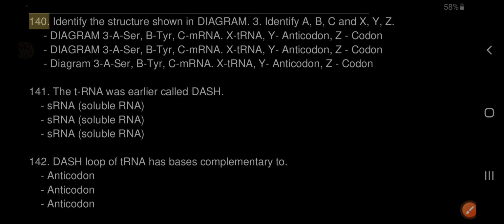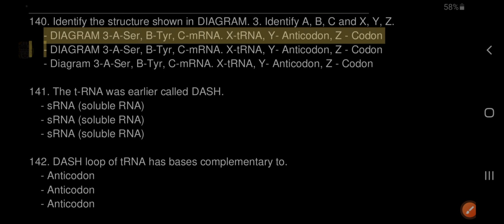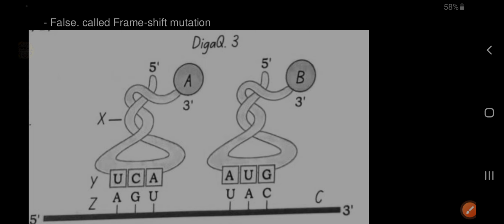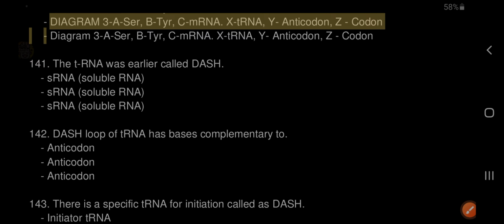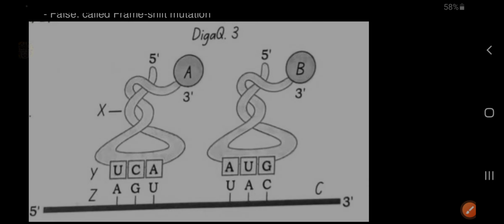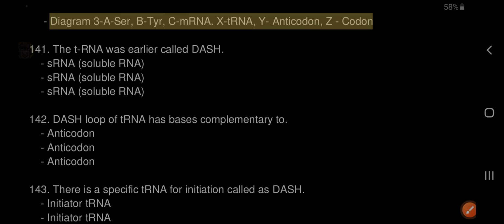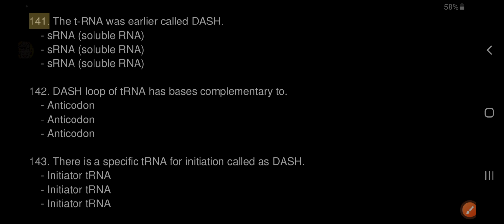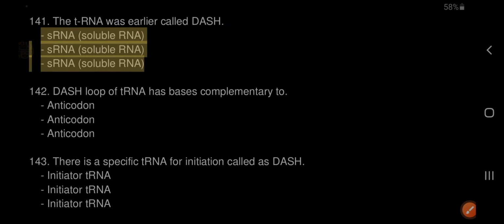140. Identify the structure shown in the diagram. Identify A, B, C and X, Y, Z. A: cell, B: tRNA, C: mRNA. X: tRNA, Y: anticodon, Z: codon. 141. The tRNA was earlier called sRNA, soluble RNA.